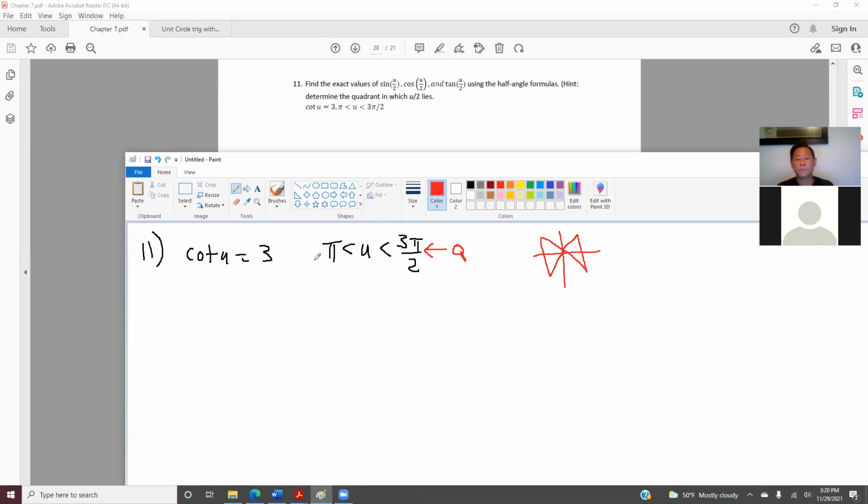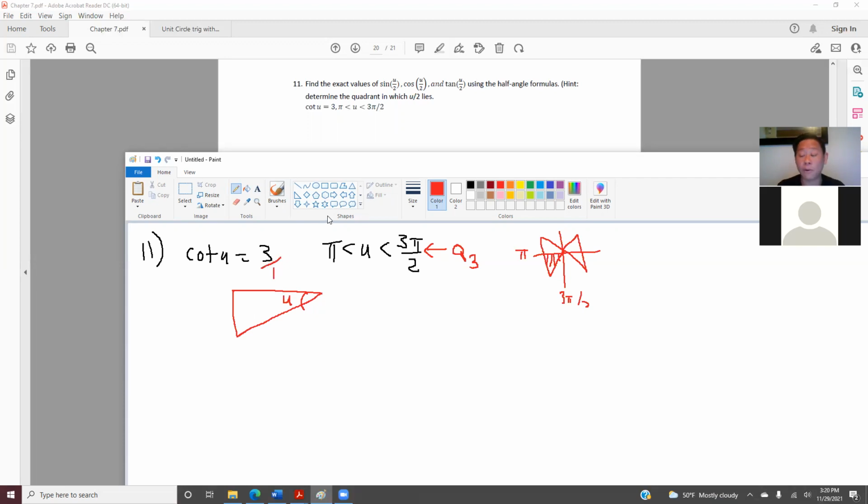Anyone? Pi to 3 pi over 2. This is pi. This is 3 pi over 2. What quadrant does this belong to? So this belongs to quadrant number 3. So your triangle for quadrant 3 is this. This is the quadrant 3 triangle. Can someone tell me how you apply cotangent u equals 3 on this triangle?